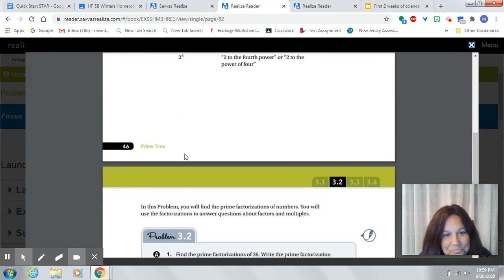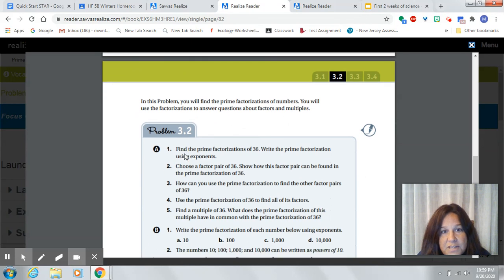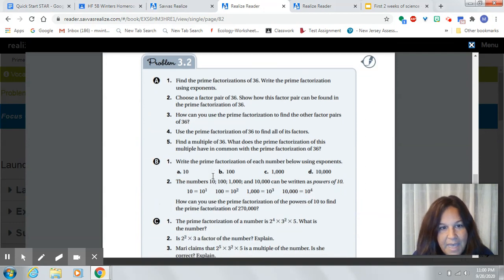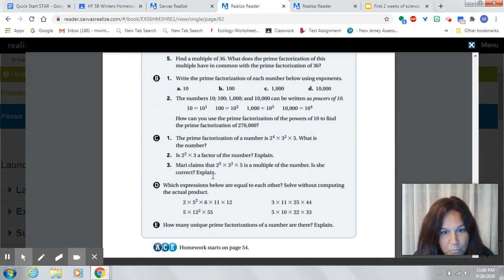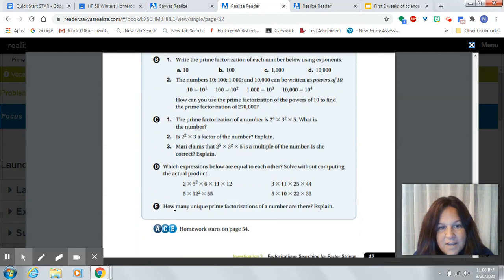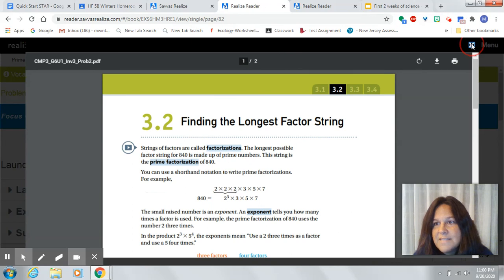All right, so in today's problem, you're going to find the prime factorization of numbers. You will use the factorizations to answer questions about factors and multiples. What I'm going to do is post a video from Khan Academy. I really like the way he breaks down one strategy that you can use to find the prime factorization. That's going to be posted to help you. And I'd like you to solve this problem. We're doing A, B, C, and D. You do not need to complete E, and I will let you know what your homework is, which is going to be these ACE problems.